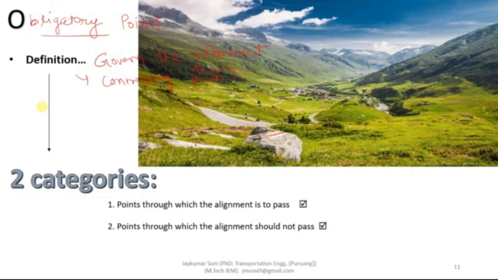So this is how the concept of factors affecting road alignment can be understood. I hope you have understood the concept thoroughly.